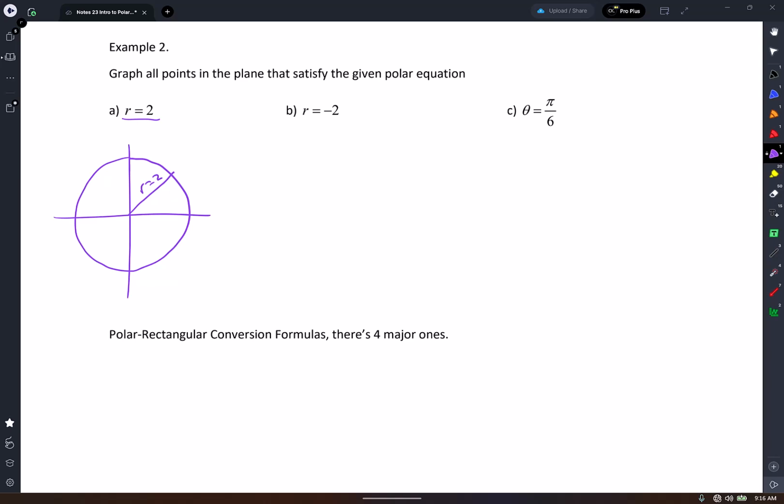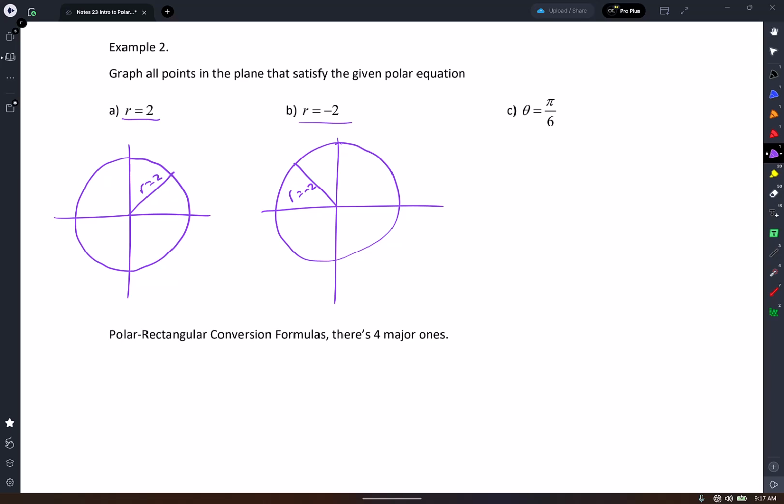All right, look at this one. r equals negative 2. Do you think that's going to change anything? No. I mean, technically it doesn't change anything. I was going to say like where you start, if theta is 0, then it changes the direction, but it's still going to be the same thing. You're still going to just get a circle. Same thing. Cool or not cool?